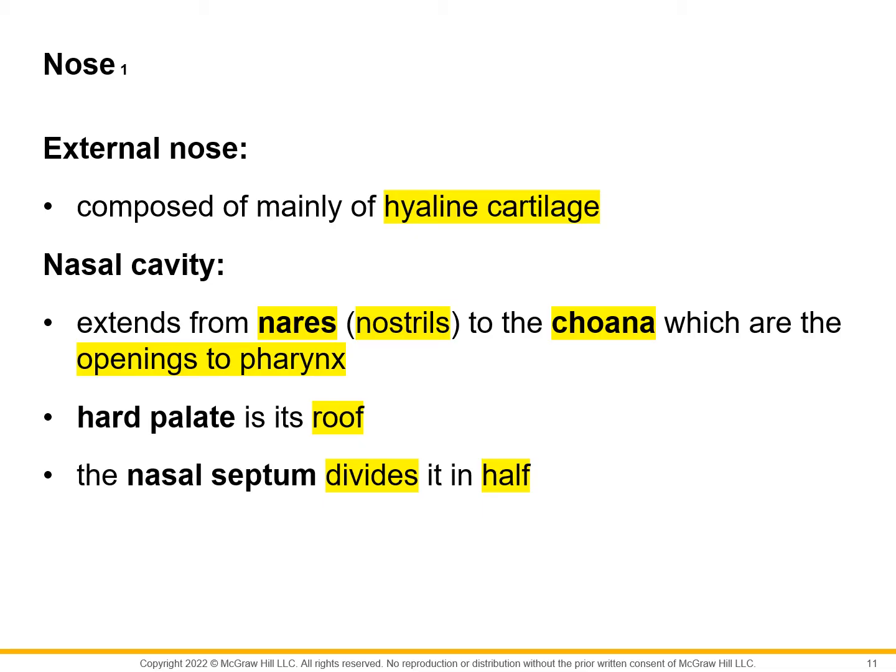Next is the nasal cavity. So it extends from the nares or the nostrils to the choana or the entrance, yung papunta na sa pharynx. Yung taas naman po, this is called as the hard palate, and yung cartilage dito sa gitna that divides the two holes of the nose is called the nasal septum.